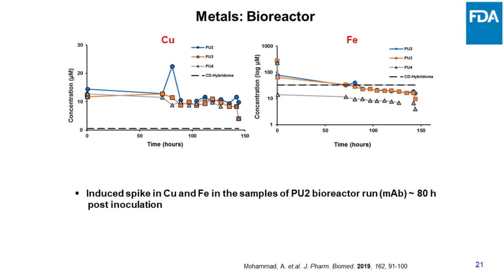Therefore, we wanted to assess the impact of metal concentration variation in the cell culture medium using three parallel bioreactors that we designate as Process Unit 2, Process Unit 3, and Process Unit 4. We deliberately spiked the culture medium of Process Unit 2 with copper and iron 80 hours after inoculation. The increase in copper and iron in the cell culture medium samples of Process Unit 2 was clearly detected by ICP-MS as compared with the non-spiked Process Unit 3 and Process Unit 4.